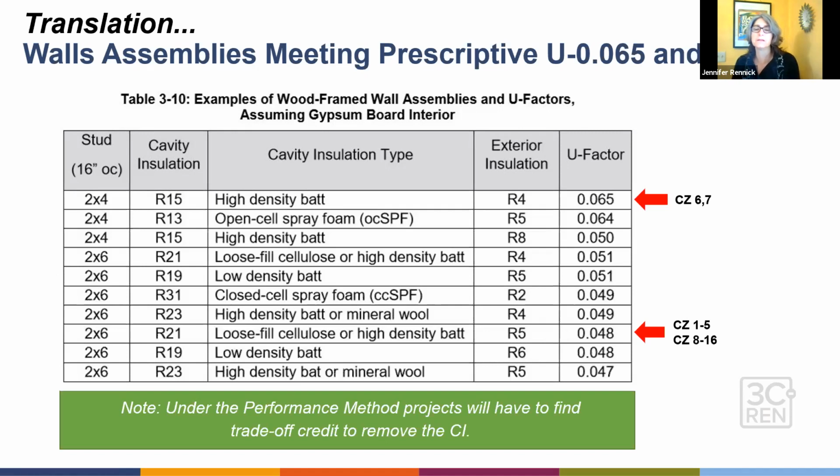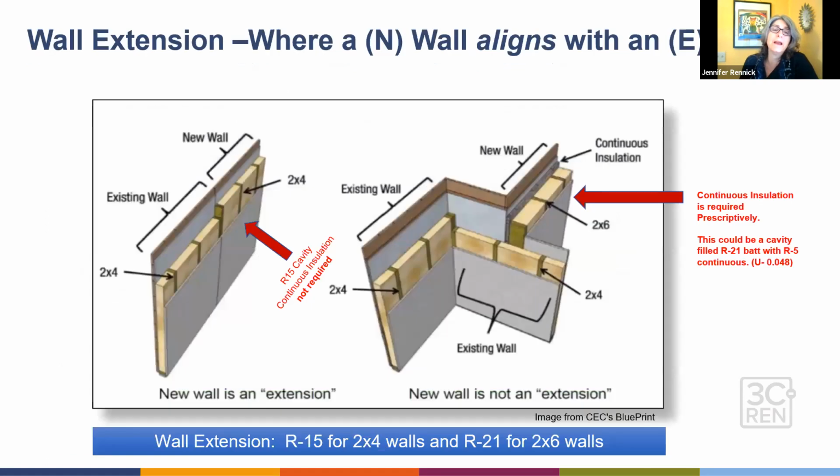And then for the other climate zones 1 through 5 and 8 through 16, now we're up to a 2x6 wall with an R21 batt insulation or cellulose insulation with an R5 exterior rigid. And that makes your wall even thicker. So we're going to take a look at what that wall extension looks like and really where it can line up. And I thought that this diagram they had in the blueprint kind of said it all.